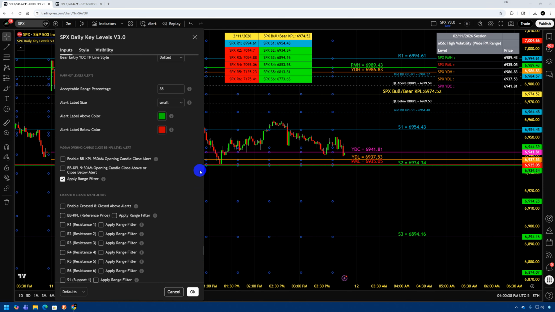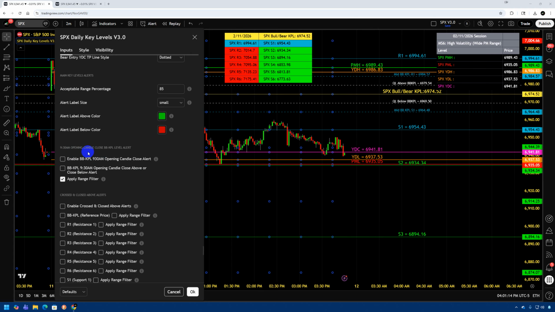Okay, the next feature that we've added is an advanced alert system. So this is a comprehensive alerts section that's been added to the user control panel that offers very granular control over which levels trigger notifications, of which you're in total control, and selecting which alerts you would like to receive on your chart, displayed on your chart for the particular level.